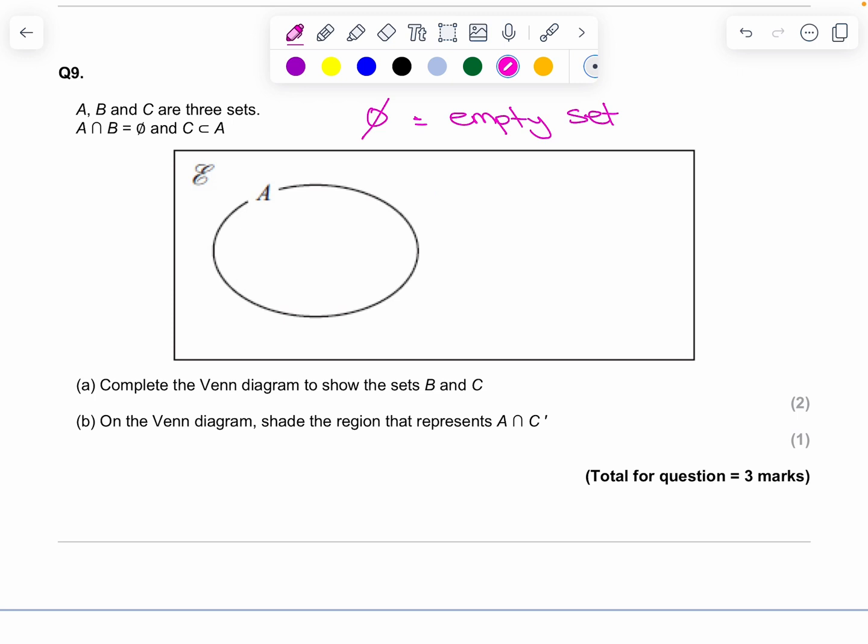So normally, if A and B wasn't an empty set, we would see this scenario here. But because it's an empty set, there's no connection, there's no overlap, B has to be separate. So B is going to be over here.